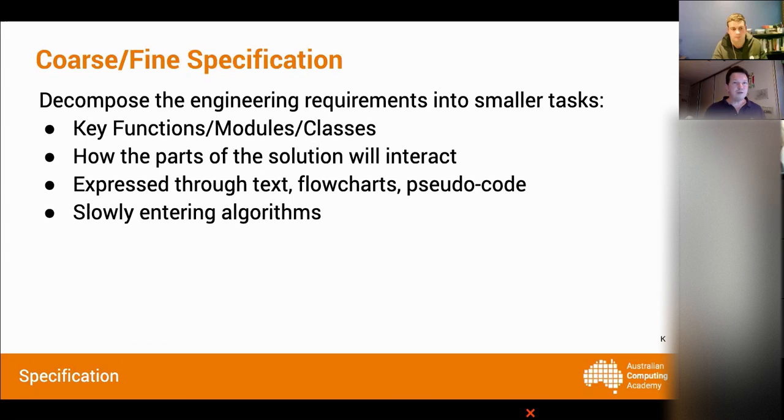In the coarse and fine specification, we break it further down. We say, what are the key functions or the key modules or the key classes that we need? How will the parts of the solution interact if there are multiple parts? And we express this through text, flowchart, and pseudocode, whatever works in order to convey the idea. And then we're slowly entering the algorithms.